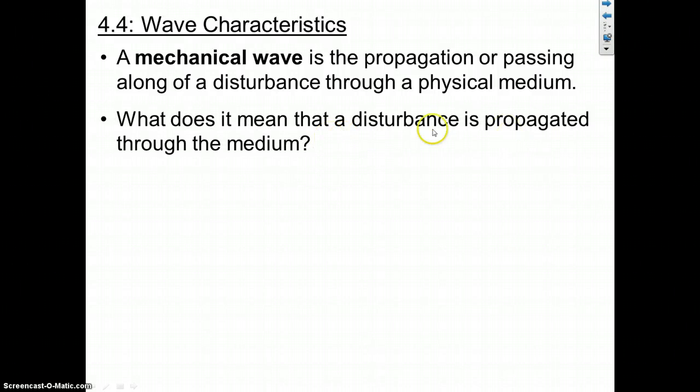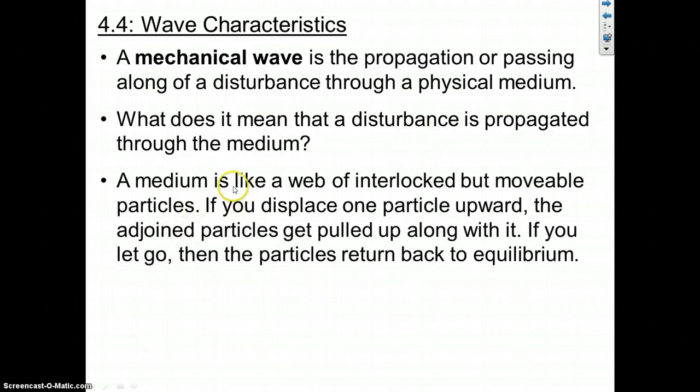What does it mean for a disturbance to be propagated? Well, looking at what a physical medium is will help us understand. It's like a web of interlocked but movable particles. So if you push one particle out of the way, if you displace it upward, for example, the adjoined particles, which are connected to it, will get pulled up along with it, right?